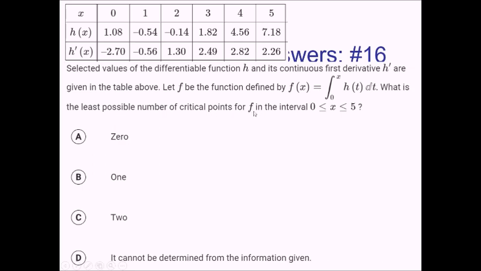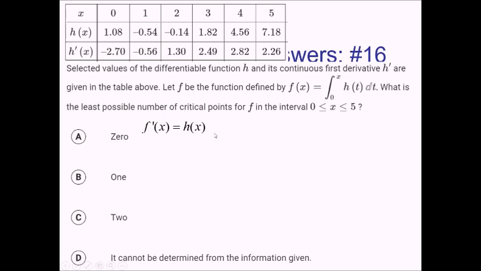Well, in order to figure out where f prime is 0, we need to have a function for f prime in the first place. Since f is this integral from 0 to x of h of t dt, using our fundamental theorem, taking the derivative of both sides of this, we can write that f prime of x equals h of x, just plugging the x in for the t here. Since these two are equivalent, asking where f prime is 0 is really the same as asking where h is 0. So let's go to the table then and see where h has to be 0.